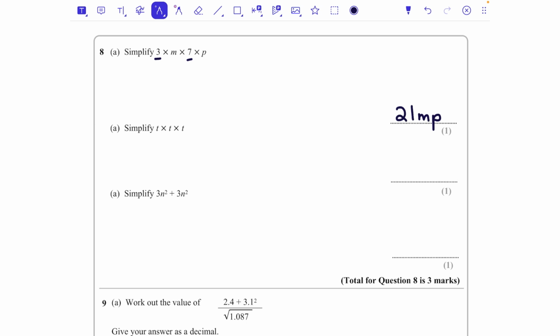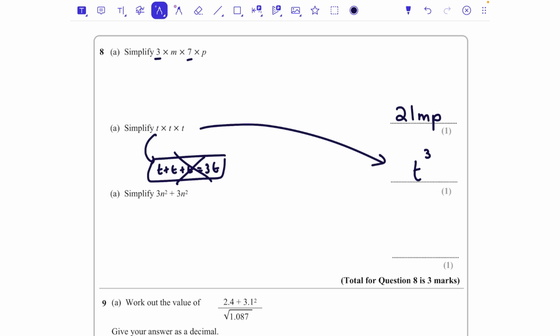Simplify t times t times t. Now when we multiply, that's going to increase the power. So t times t is t squared. When we times that by another t, we get t cubed. Please don't confuse that with t add t add t. That would be 3t. But that isn't what we've got here, okay? So it's going to be t cubed instead.